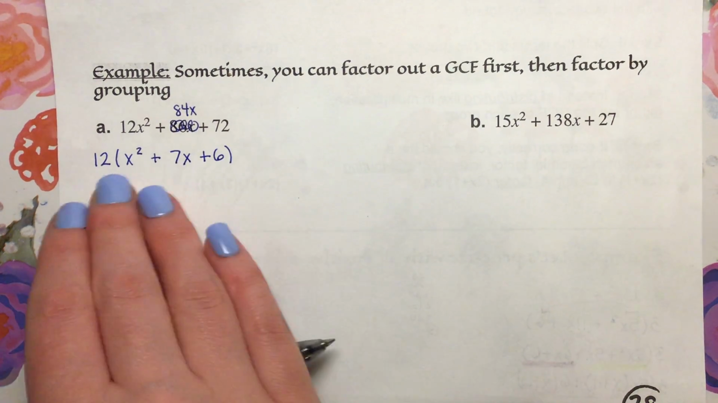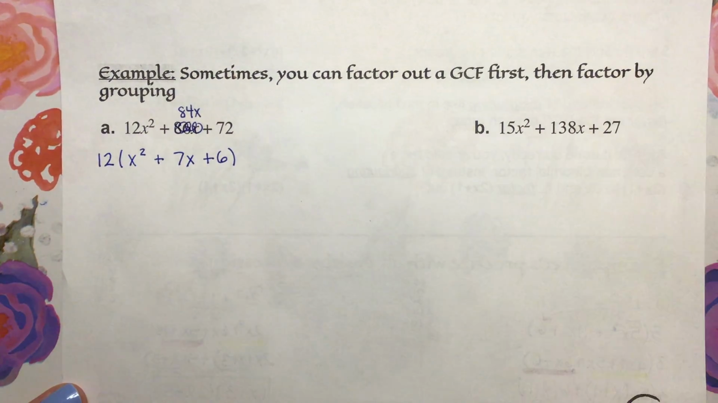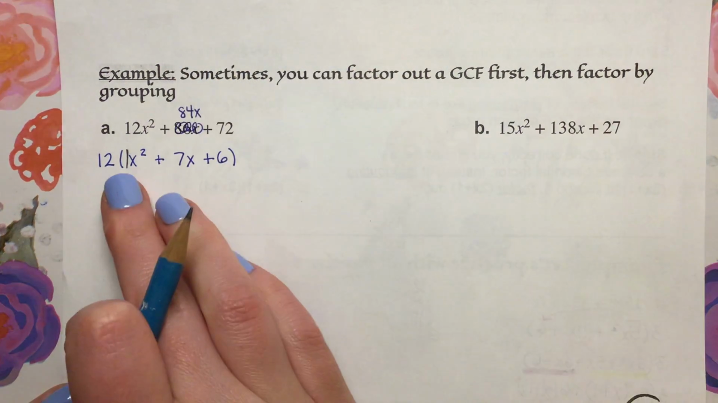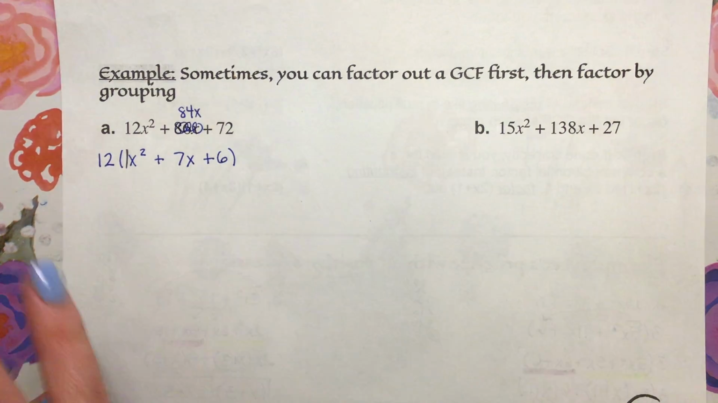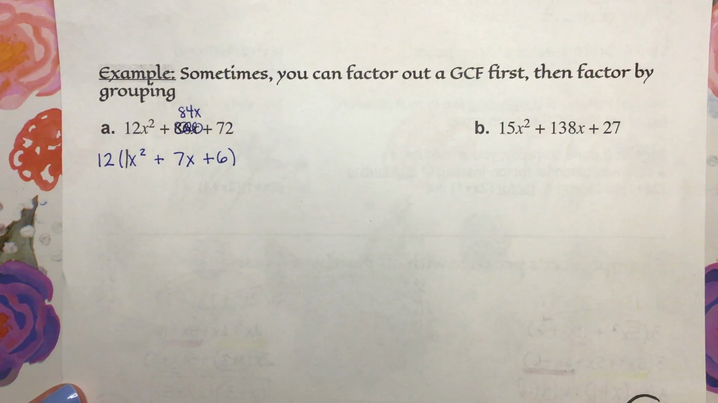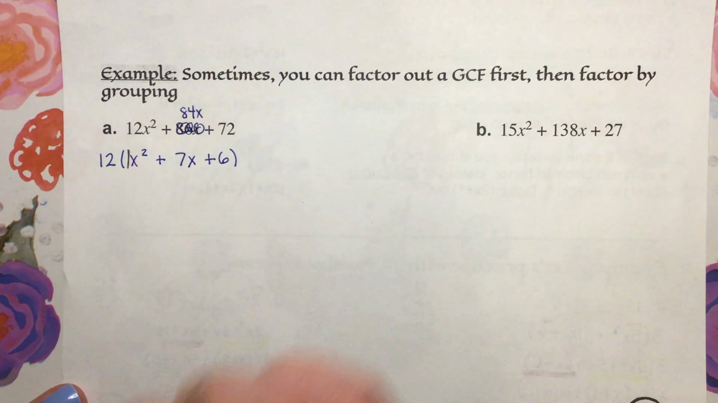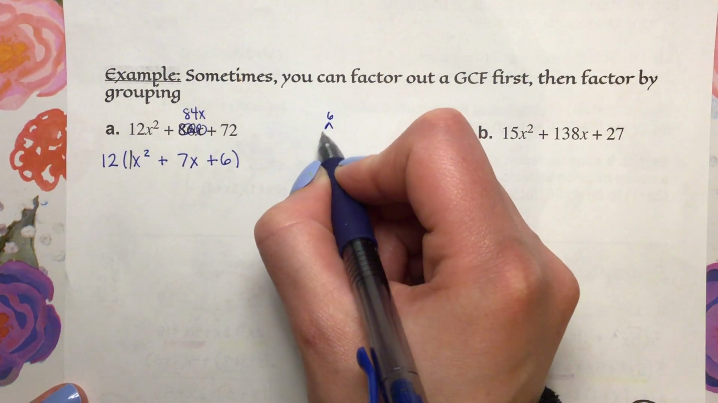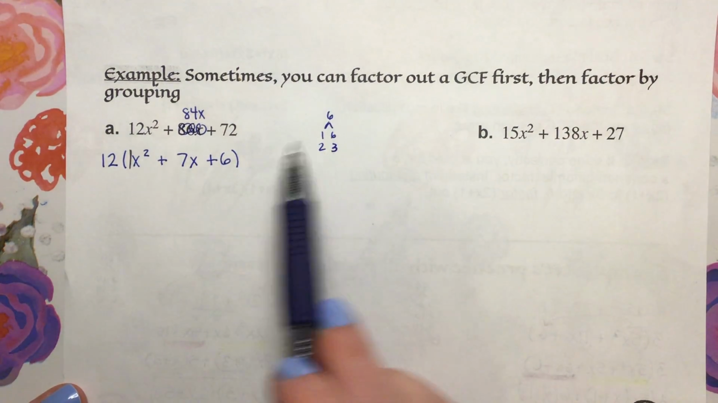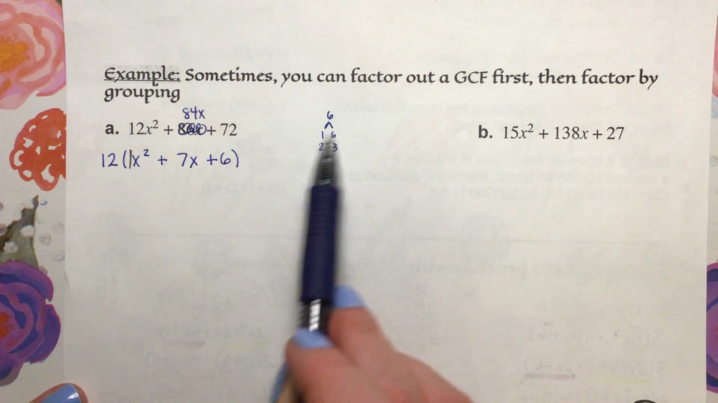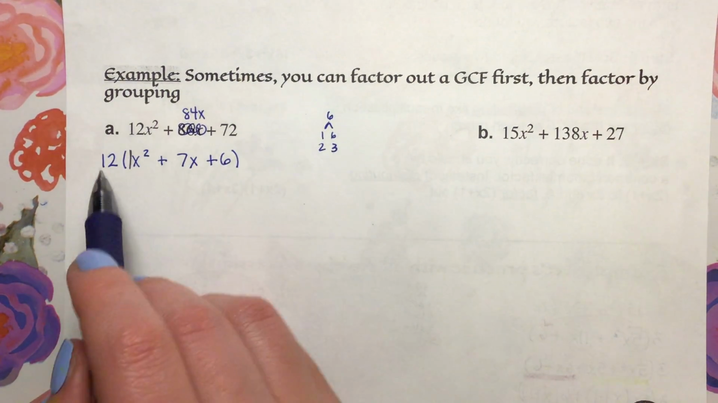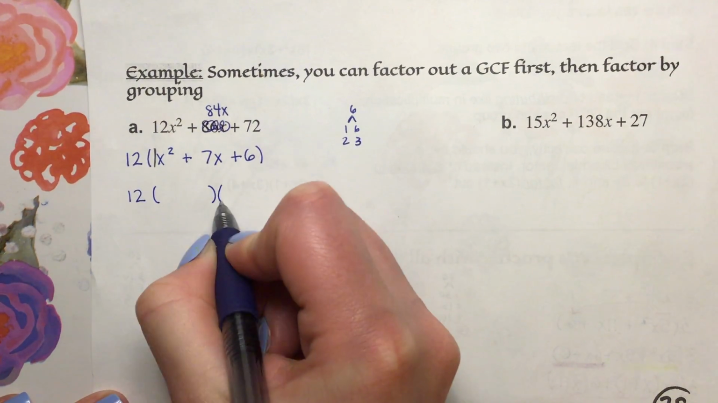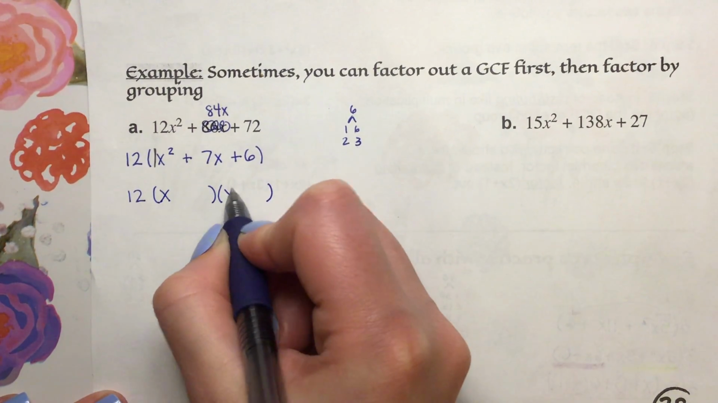Now I'm looking at my trinomial, and hopefully you noticed, oh, hey, this has a leading coefficient of 1. It's that invisible 1. So I don't have to do this whole process. I can go back and do that little shortcut that we noticed from previous units where we said, okay, let's find multiples of 6. So that would be 1 and 6 and 2 and 3. Which pair also adds to the middle, 1 and 6. So now I can just pull those numbers down into my parentheses. But I still have this 12 floating in the front. So I'm going to have 12 and then 2 sets of parentheses, an x in the beginning of both of them.